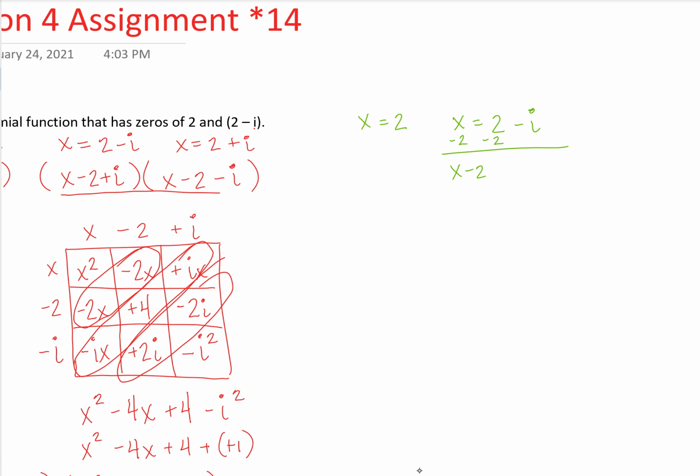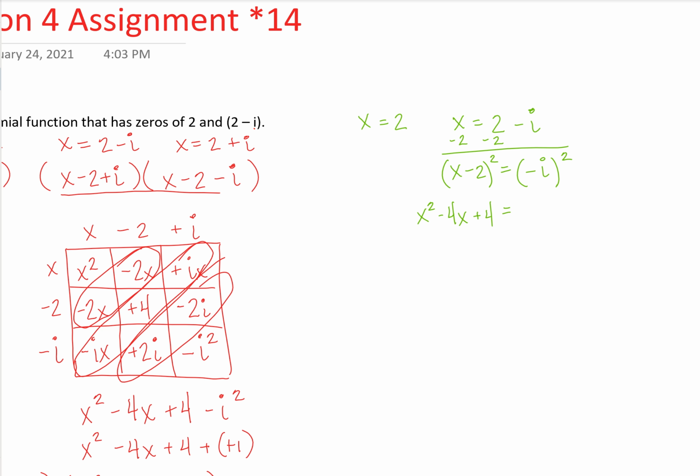So we get x minus 2, and it's a negative i. No big deal there. How do I get rid of an i? Well, I need to square it, so it becomes a negative 1. So I'm going to square both sides. Remember, what I do to one side, I do to the entire other side. Okay, so I end up with x squared, that's a minus 4x, and then a positive 4.